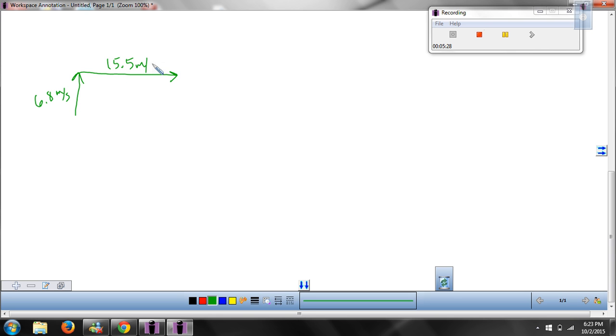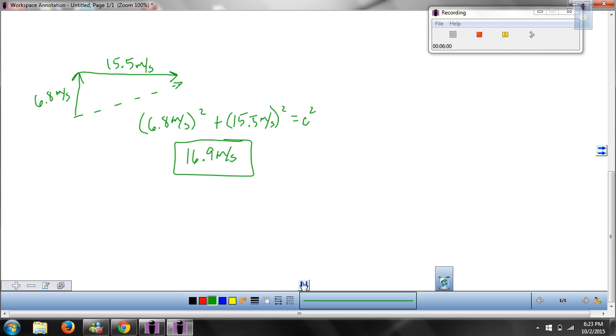So this looks like a vector problem to me. Find the magnitude of the glider's velocity. So Mr. Pythag is going to be my friend, so I'm going to say 6.8 squared plus 15.5 squared is equal to c squared. So when I did that, I believe that I got 16.9 meters per second. All right, that was number 3.